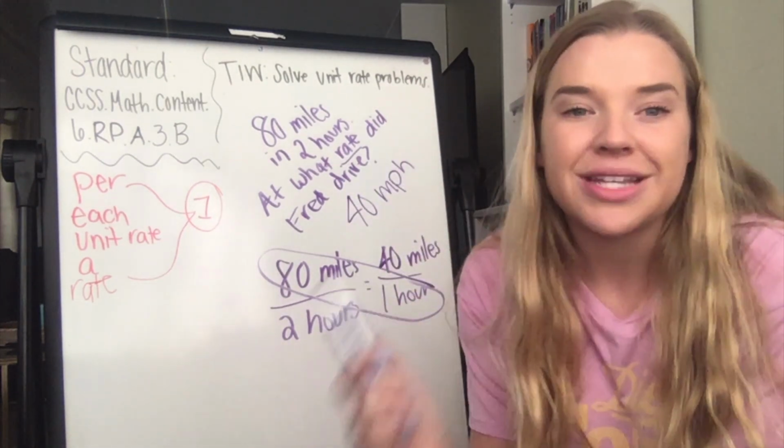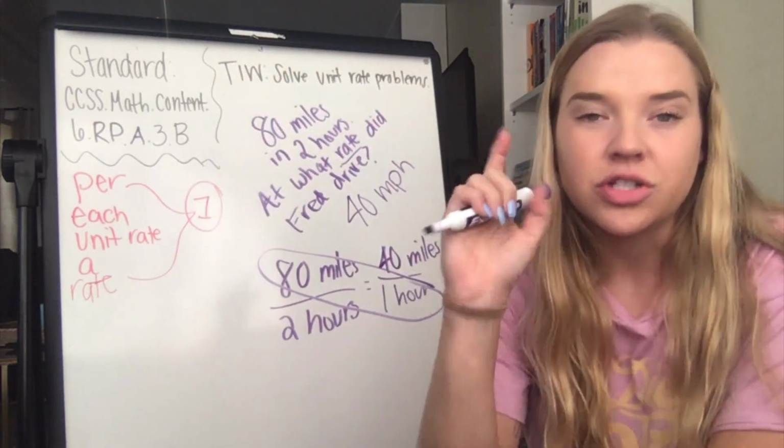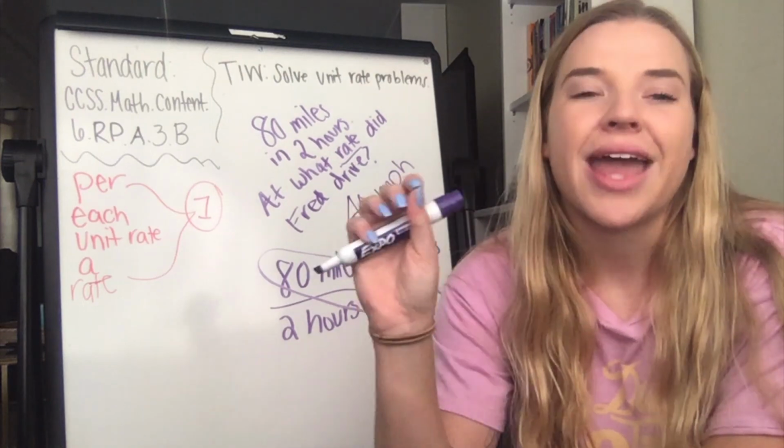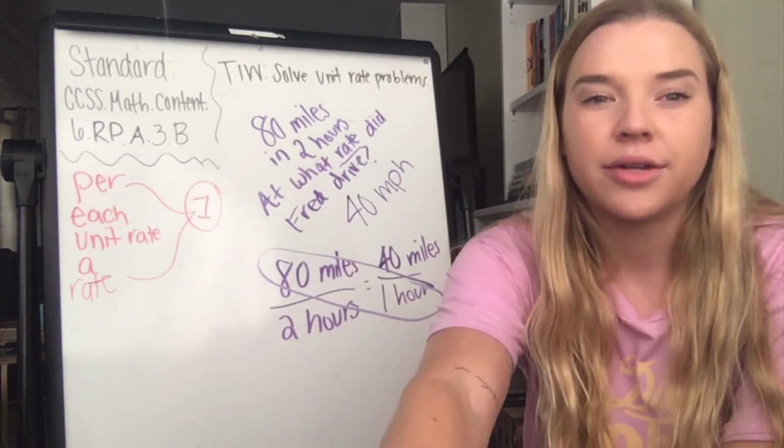All of these words represent 1. Remember that. Per, each, unit rate, a rate. We're always solving for 1 in those questions where they ask it in that way. Now I'm going to give you an example where they're not asking it in that same way for 1.